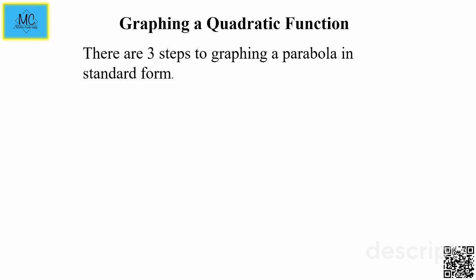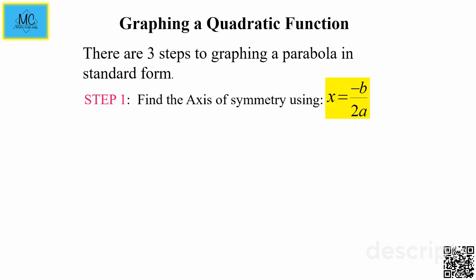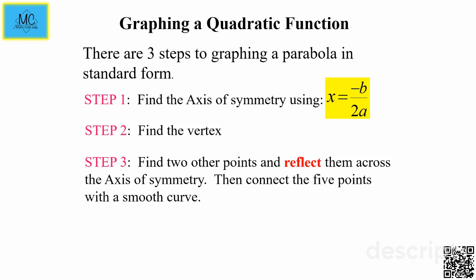So graphing a quadratic function has 3 major steps. First, find the axis of symmetry using this formula. Second, find the vertex. And the third one is to find 2 other points and reflect them across the axis of symmetry. Then connect the 5 points with a smooth curve. Remember, if your curve is not smooth, that is not considered a proper graph. It will not be a great graph and you won't get the marks.